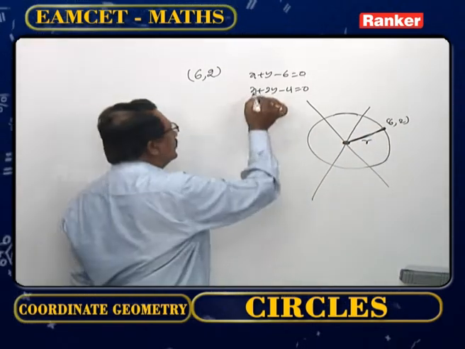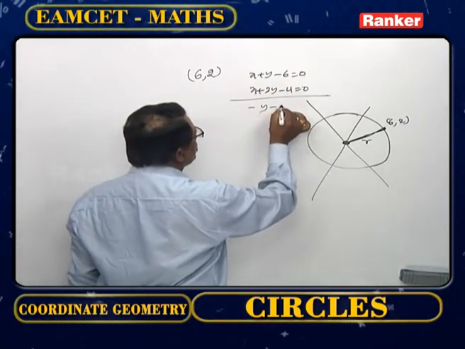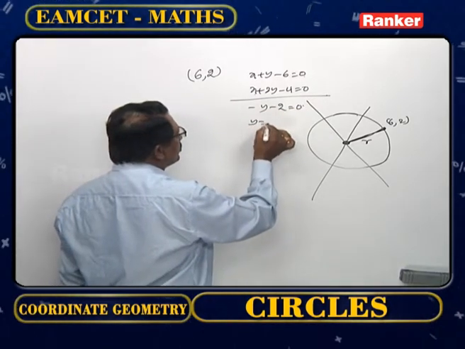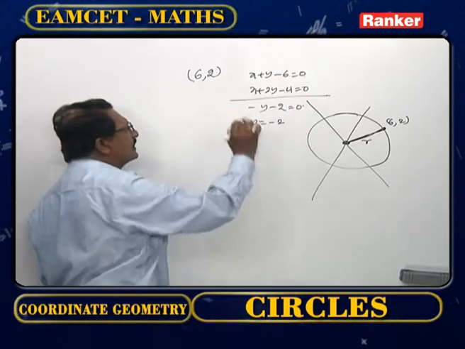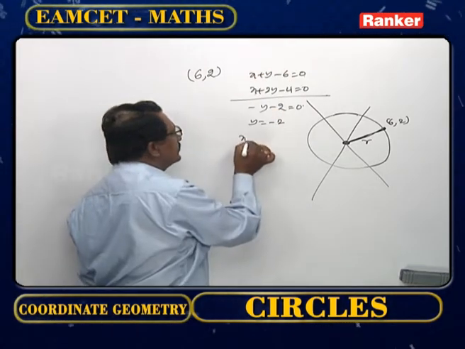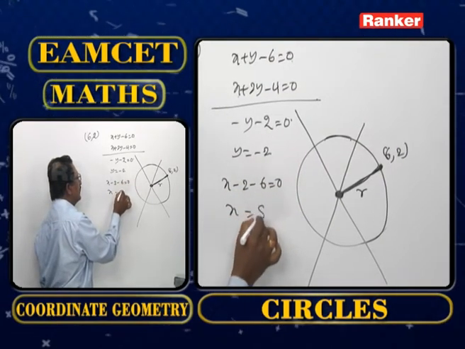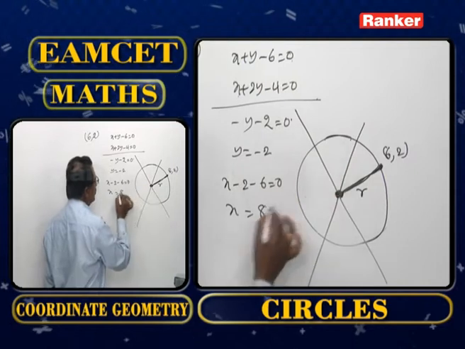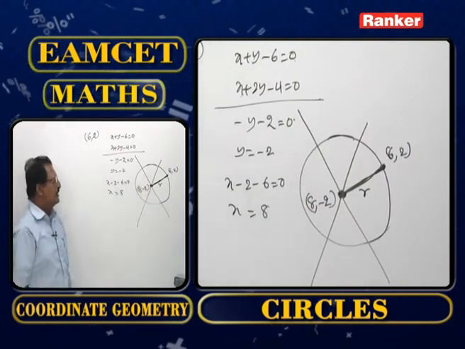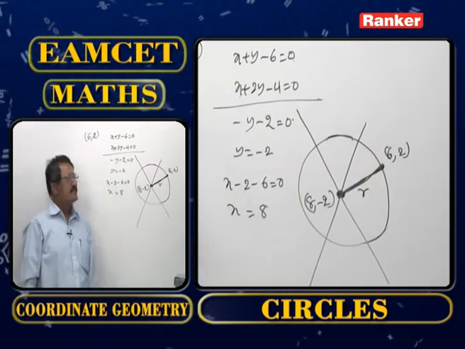Now by solving the two equations, from the first equation subtract the second: -y - 2 = 0, then y = -2. Now y = -2, substitute into any one of the equations, or in the first equation substitute: x - 2 - 6 = 0. Now x = 8. Now the center of the circle is (8, -2). The center of the circle is (8, -2), and the circle passes through (6, 2).